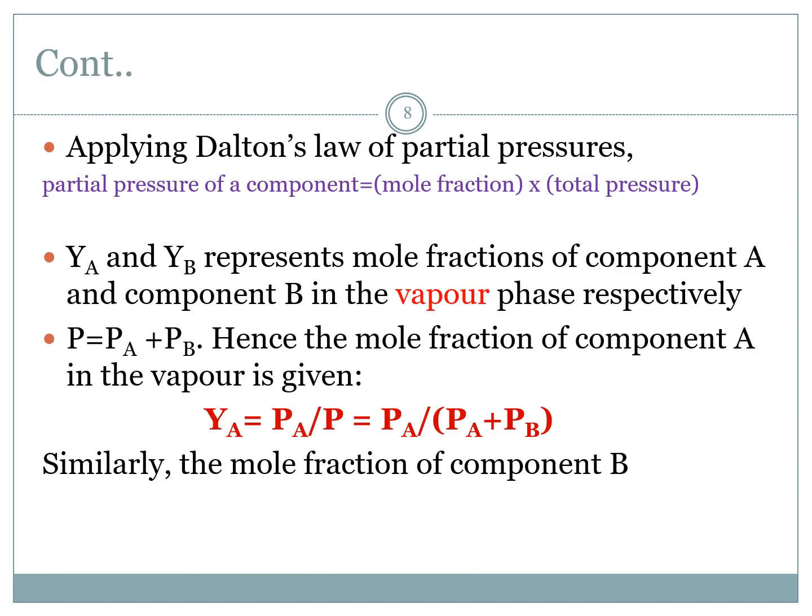By applying Dalton's law of partial pressure, the partial pressure of a component is equal to its mole fraction times the total pressure. So let's say YA and YB represent the mole fraction of component A and component B in the vapor phase respectively. P equals PA plus PB, hence the mole fraction of component A in the vapor is given.